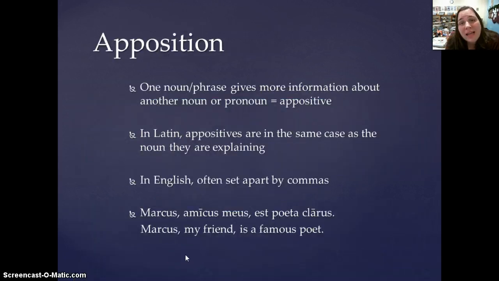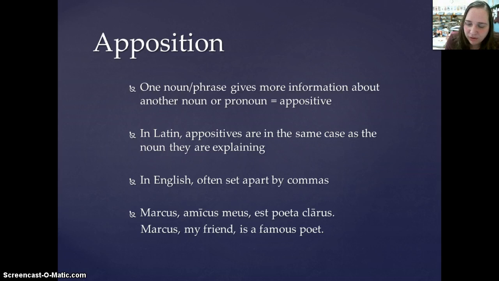Okay, there is one last little lesson that I need to give to you guys, and that is on apposition. Okay, apposition is not a particularly difficult concept. When one noun or phrase gives more information about another noun or pronoun, that is called an appositive, okay? And in Latin, appositives are in the same case as the noun they are explaining. They don't have to be the same number, they don't have to be the same gender, but they have to be the same case. In English, we identify appositives because they're often set apart by commas.